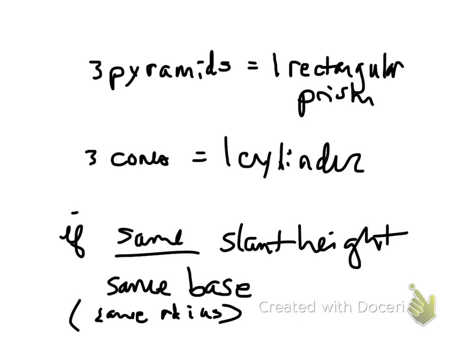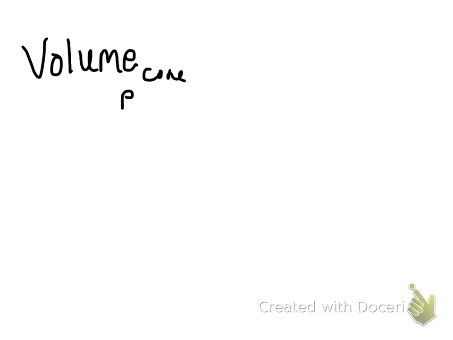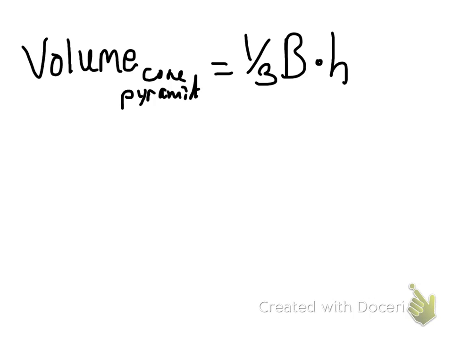So the volume of three pyramids would equal one rectangular prism, and the volume of three cones would equal the volume of one cylinder. Essentially, one pyramid's volume is 1/3 of a rectangular prism's volume. So the volume of a cone or pyramid equals 1/3 the base area times the height. Each one is 1/3 of what the volume would be for a regular rectangular prism or cylinder.